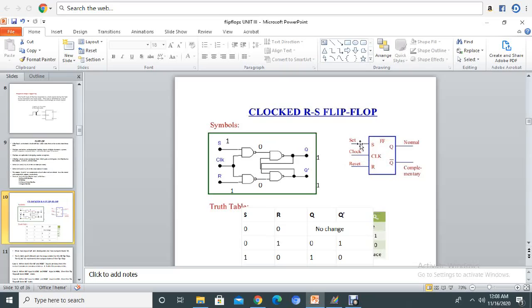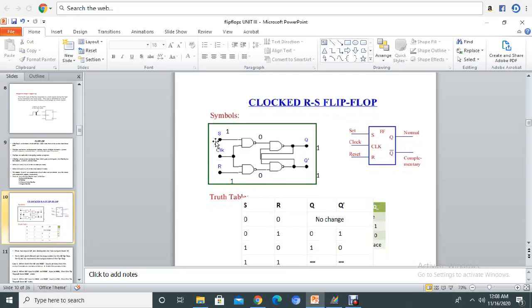So there are two inputs, set and reset. S denotes set, R denotes reset. Q bar is always the complement of Q. Set and reset are the inputs of RS flip-flop. Q and Q bar are the outputs of RS flip-flop. Q is the output state of flip-flop. Q bar is the complement of the output Q.